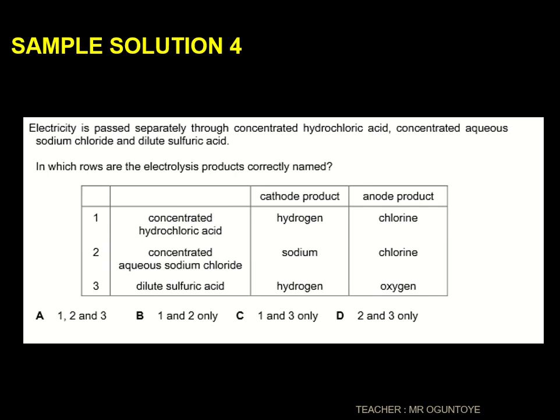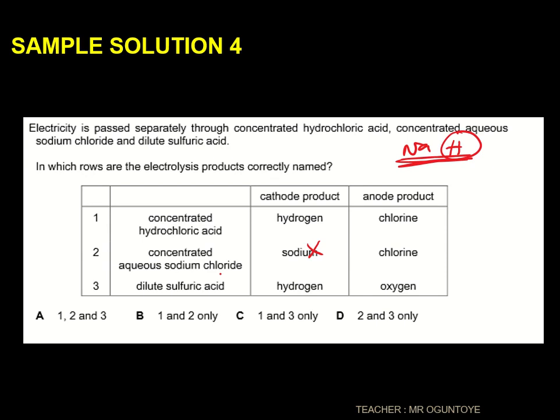For concentrated hydrochloric acid, at the cathode you'll have hydrogen, and at the anode you will have chlorine. For concentrated aqueous sodium chloride, you have both sodium and hydrogen migrating to the cathode, but when you have these two together, hydrogen will always be discharged, not sodium. So this is wrong. Hydrogen will be discharged because hydrogen is lower in the series, not sodium.